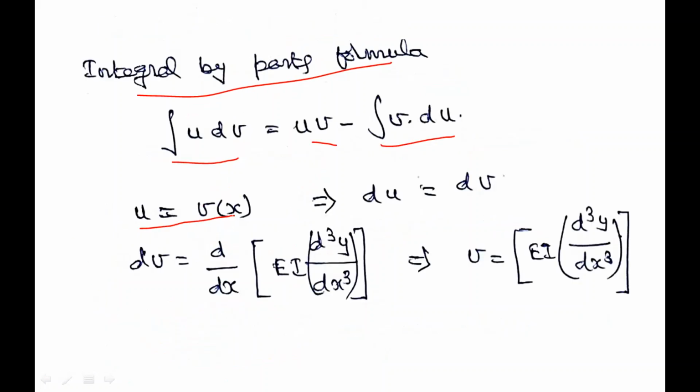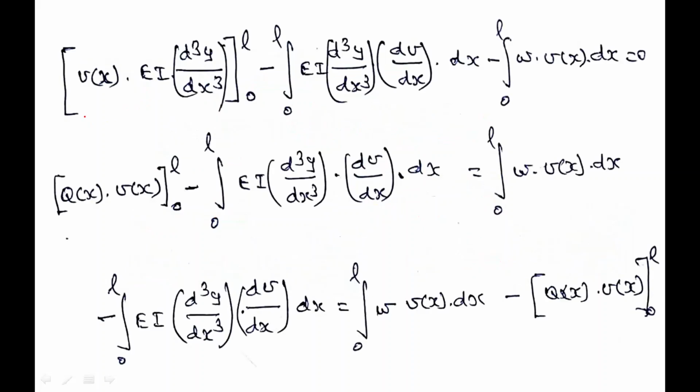Since u is v of x, du will be dv by dx dx. With dv considered as d by dx of EI d³y/dx³, we get v is equal to EI d³y/dx³. This du and this v will be used for writing the right hand side of the equation. First we write uv, then minus integral v du. The first part is uv with the limits applied, then minus integral v du. Then the remaining part, minus integral 0 to L w v of x dx, is equal to 0.